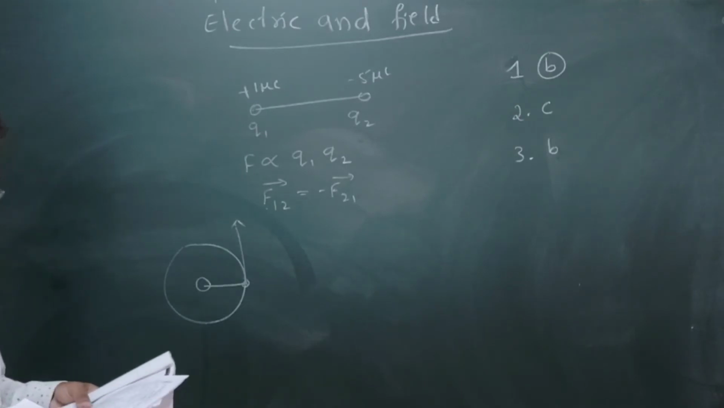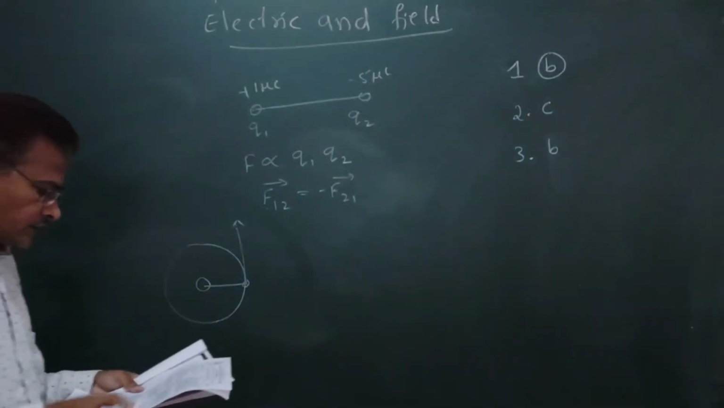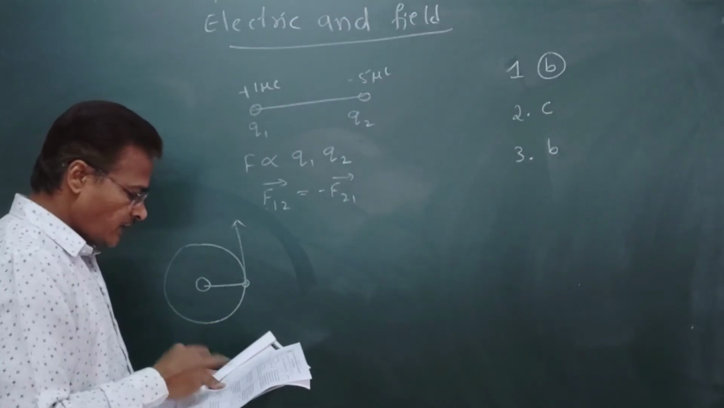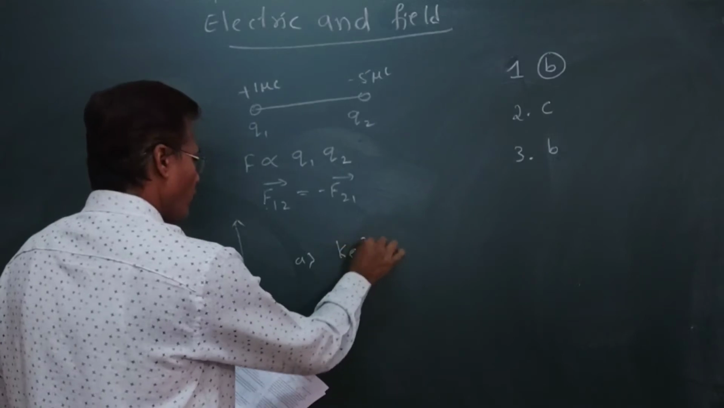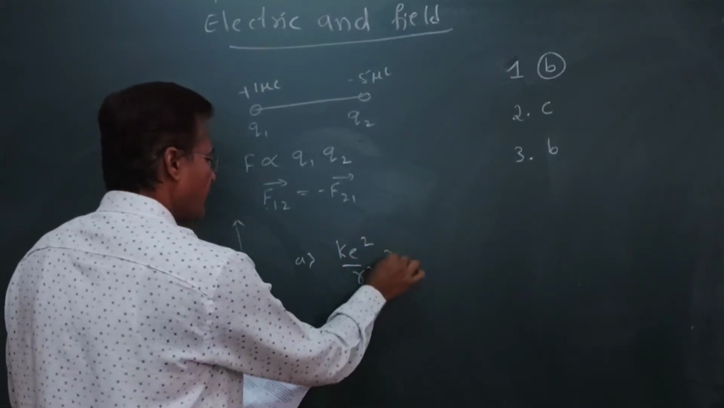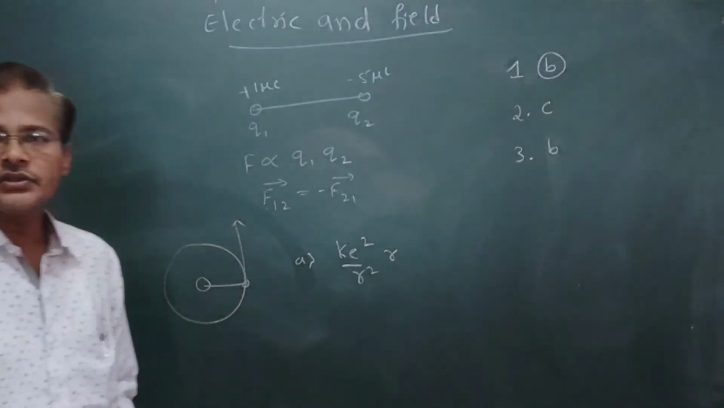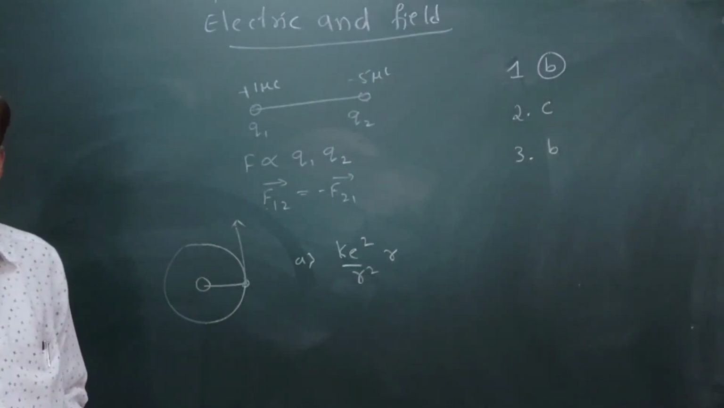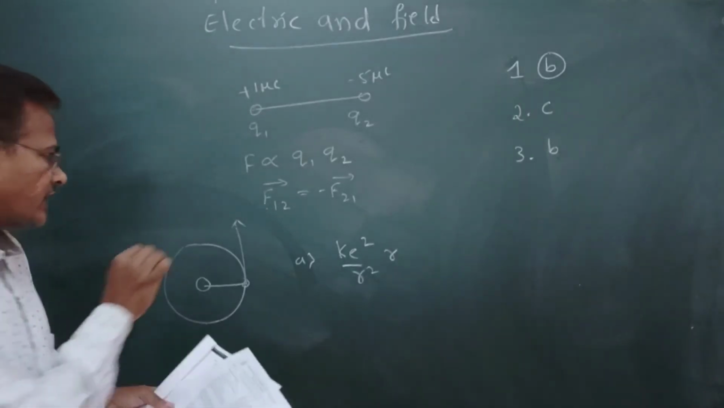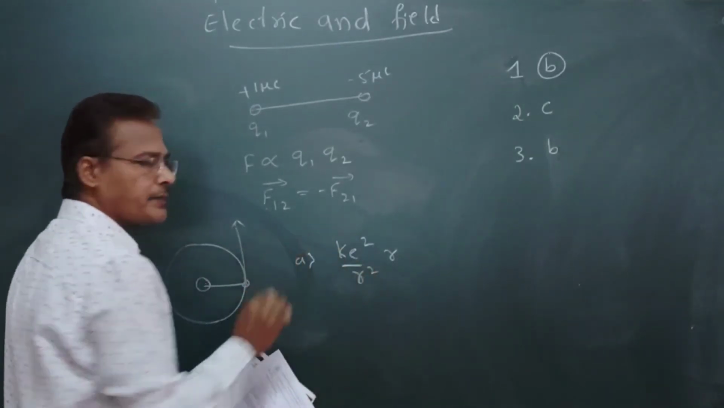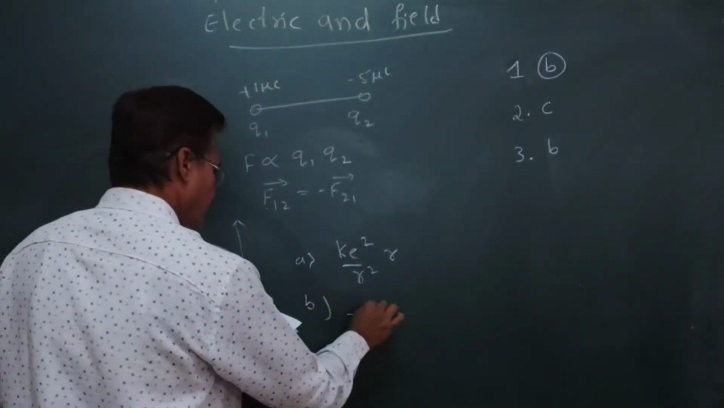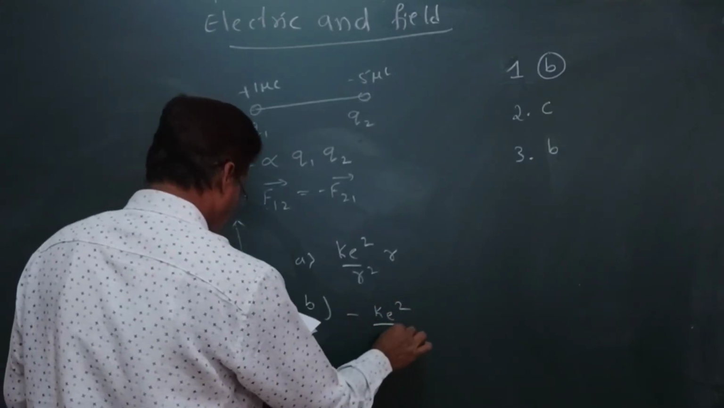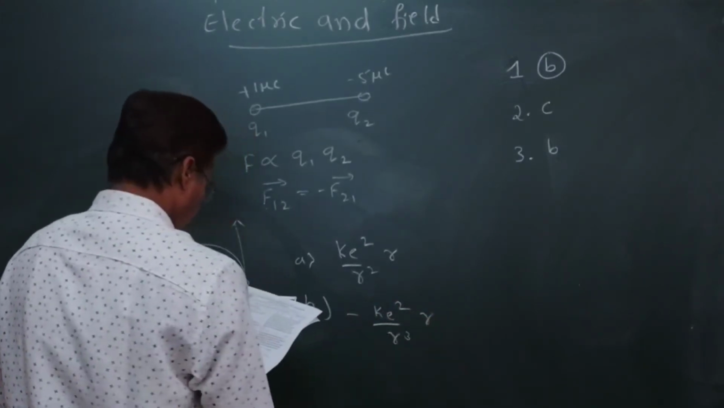But here the options are written this way. Option A is Ke square by r square into r. They have not put any vector or unit vector, so we think it is a magnitude. B is also the same: minus Ke square by r cube into r.